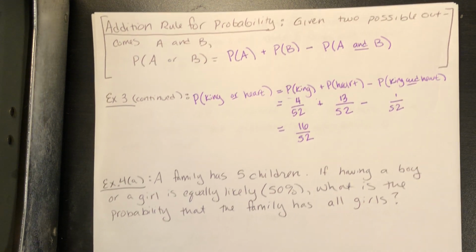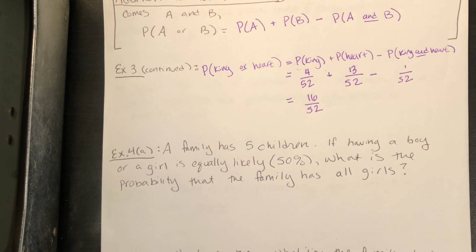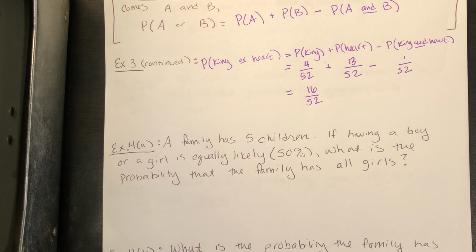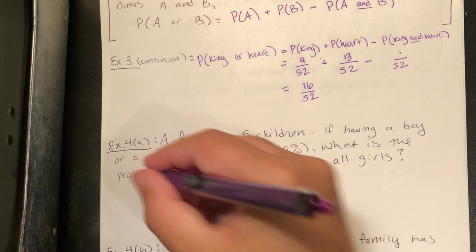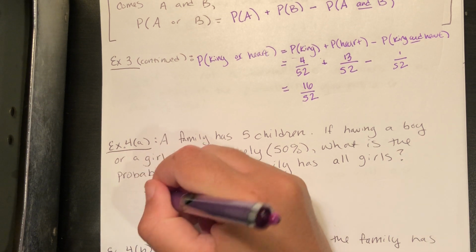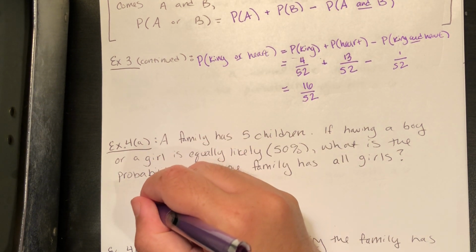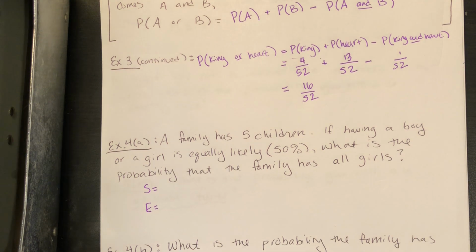Okay, let's do another example. A family has 5 children. If having a boy or a girl is equally likely, what's the probability that the family has all girls? This isn't necessarily going to be an addition rule here. This might just be another probability problem. So let's think about what our sample space is here, and let's think about our outcomes.